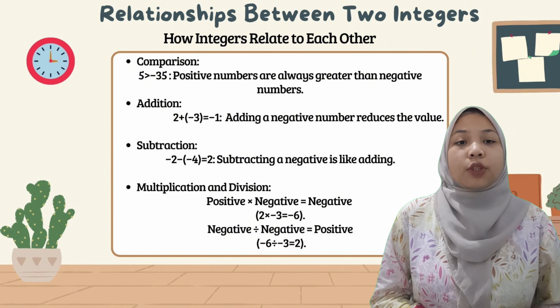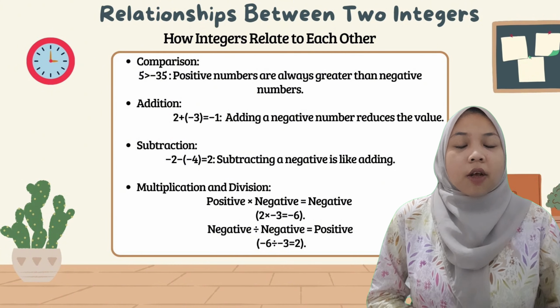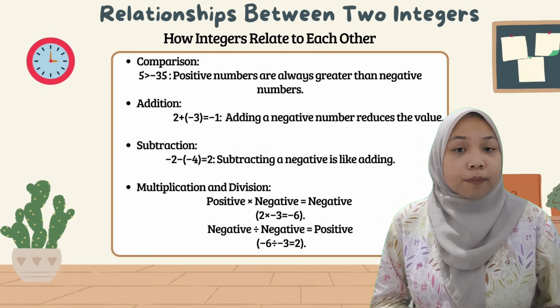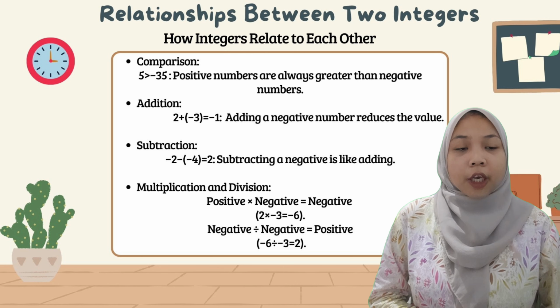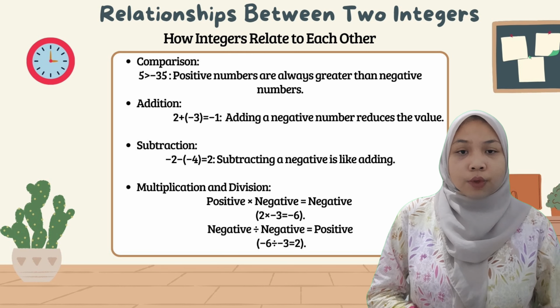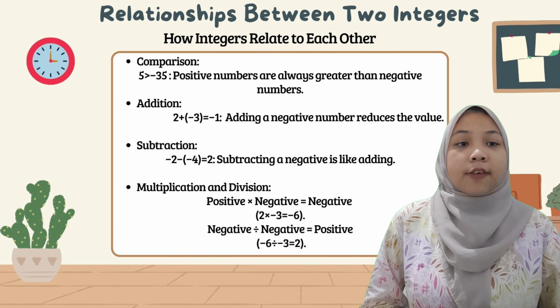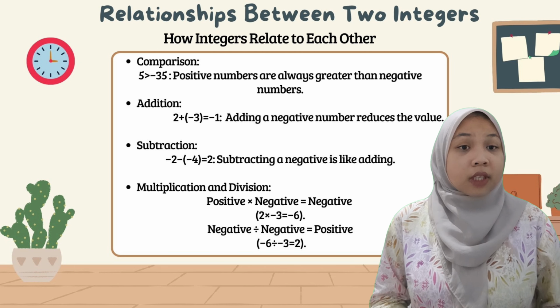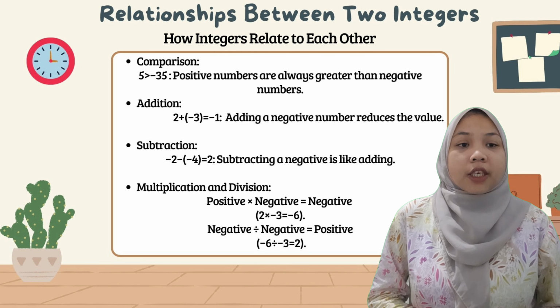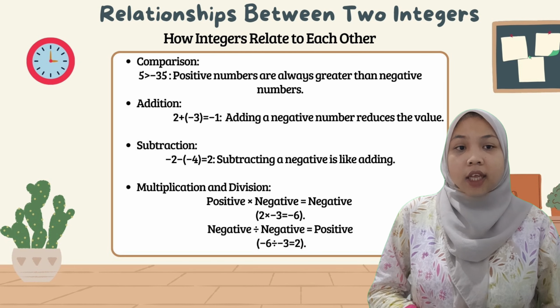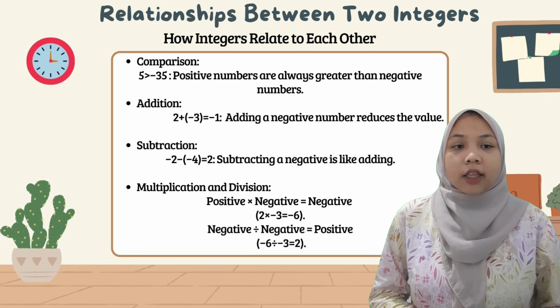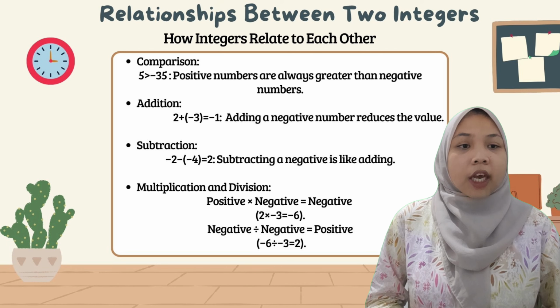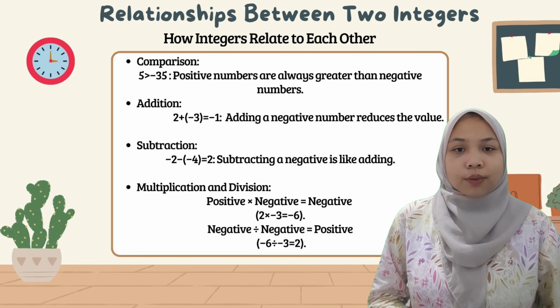And the last is multiplication and division. For example, positive multiplied by negative equals negative. 2 multiplied by negative 3 equals negative 6. And negative divided by negative equals positive. For example, negative 6 divided by negative 3 equals 2.